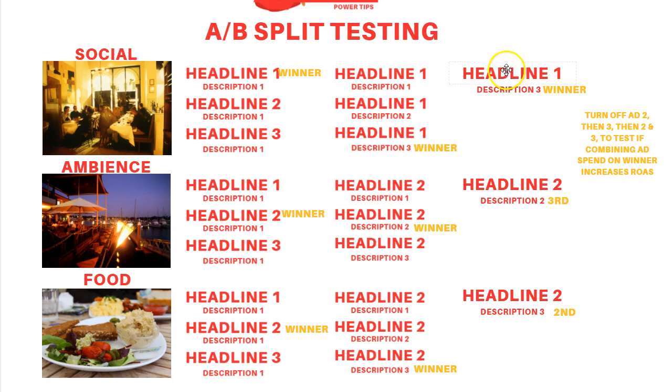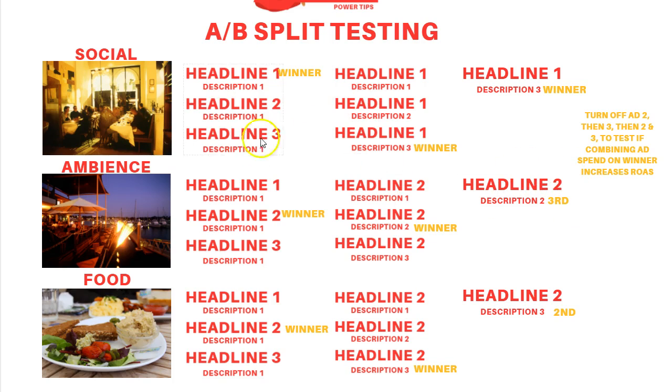And so we might come out with headline number 1, when we talk about the social aspects of our restaurant, headline number 1 and description number 3 is our winner. Now we do the same for ambience and food, and we might do it for some others, either at the same time or later, depending on how impatient you are or how much tolerance you've got to test all these things at once, and budget, etc.